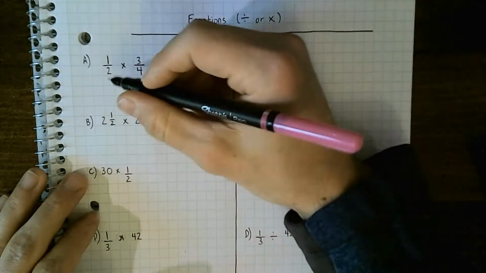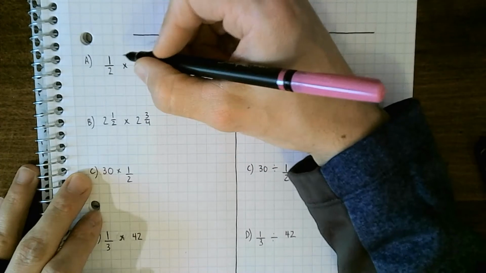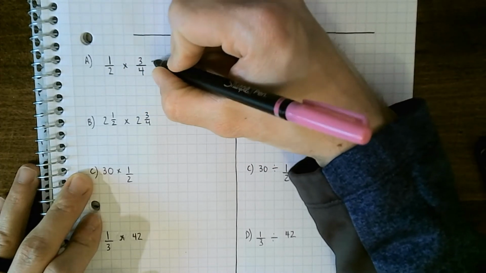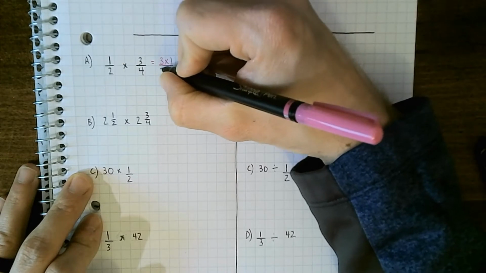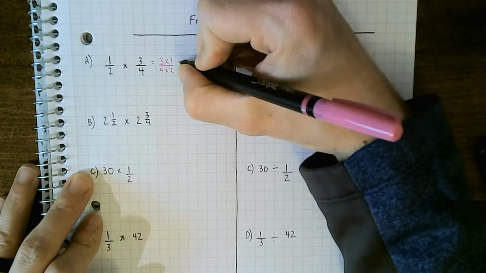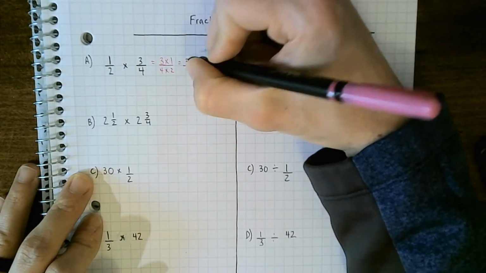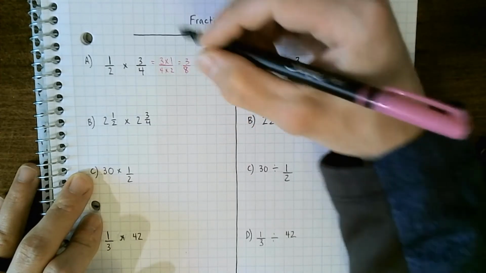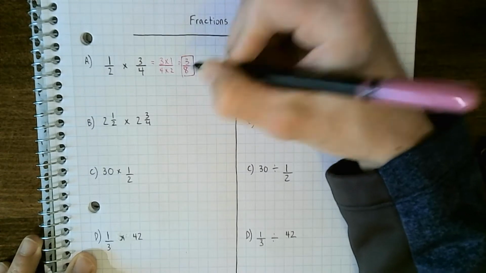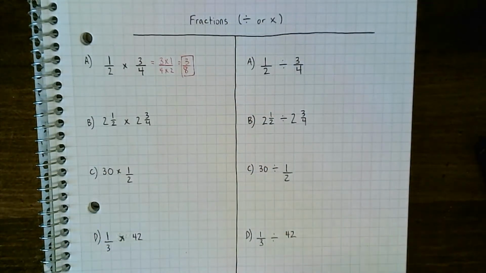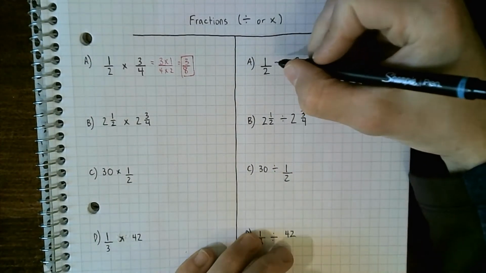So 1/2 times 3/4. Remember, multiplying, we just multiply numerator times numerator. So this would look like 3 times 1 on top and 4 times 2 on bottom. And of course, that is 3, and the denominator is 8, and we are done. 3/8. Okay, and so let's see what this would look like on the flip side. If we divided these fractions, we're going to get quite a different answer.